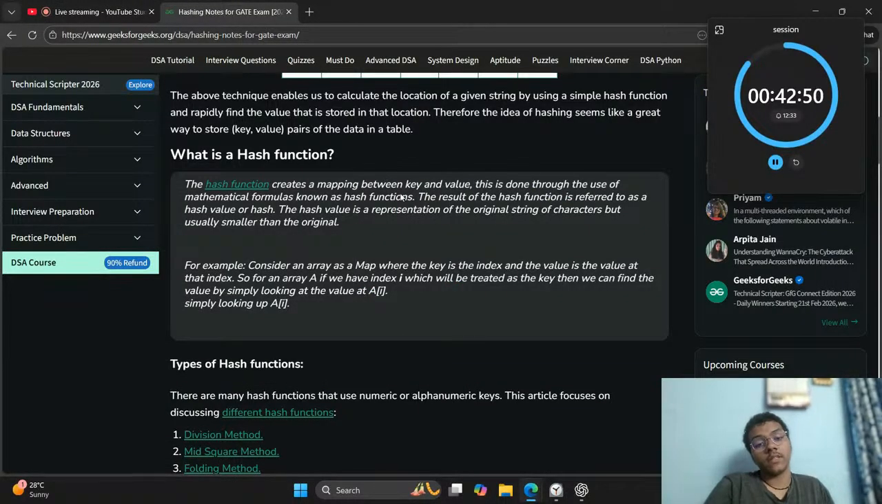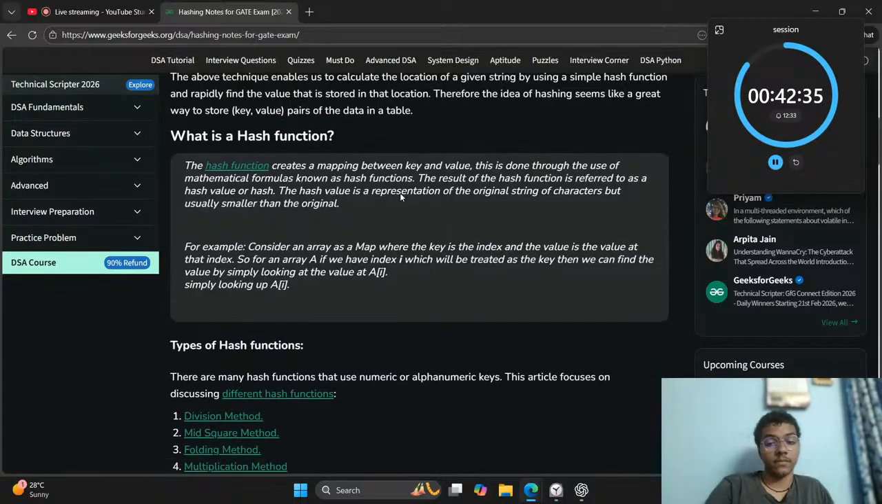The hash function creates a mapping between key and value that is done through the use of mathematical formulas known as hash functions. The result of the hash function is referred to as a hash value or hash. The hash value is a representation of the original string of characters, but usually smaller than the original.